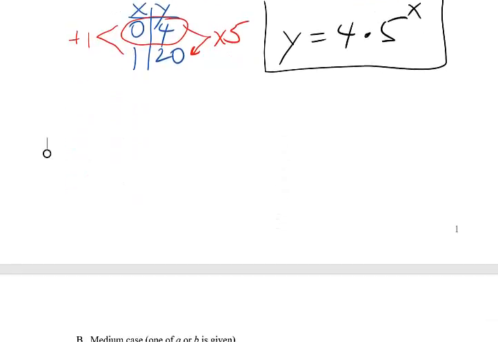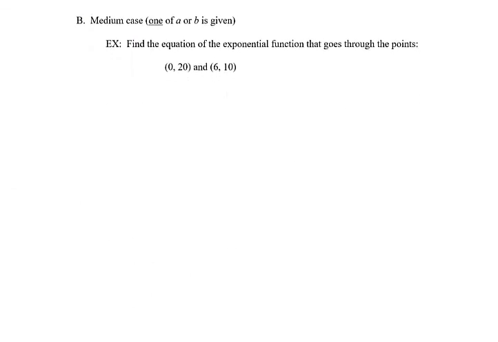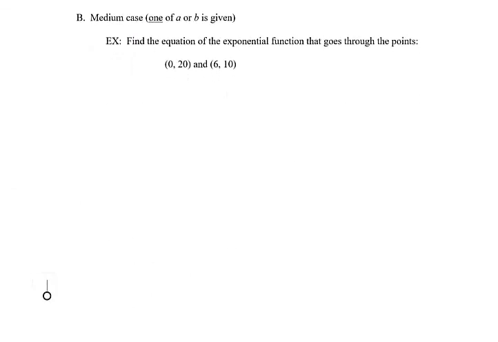Let's consider now the medium case. The medium case would simply be the situation where one of the A or B is given. You don't know both, but you at least know one of the two. For example, find the equation of the exponential function that goes through the points (0, 20) and (6, 10). Again, I'm being told it's an exponential function. I'm being given a couple of points. I bet you recognize which of the A or B we have.